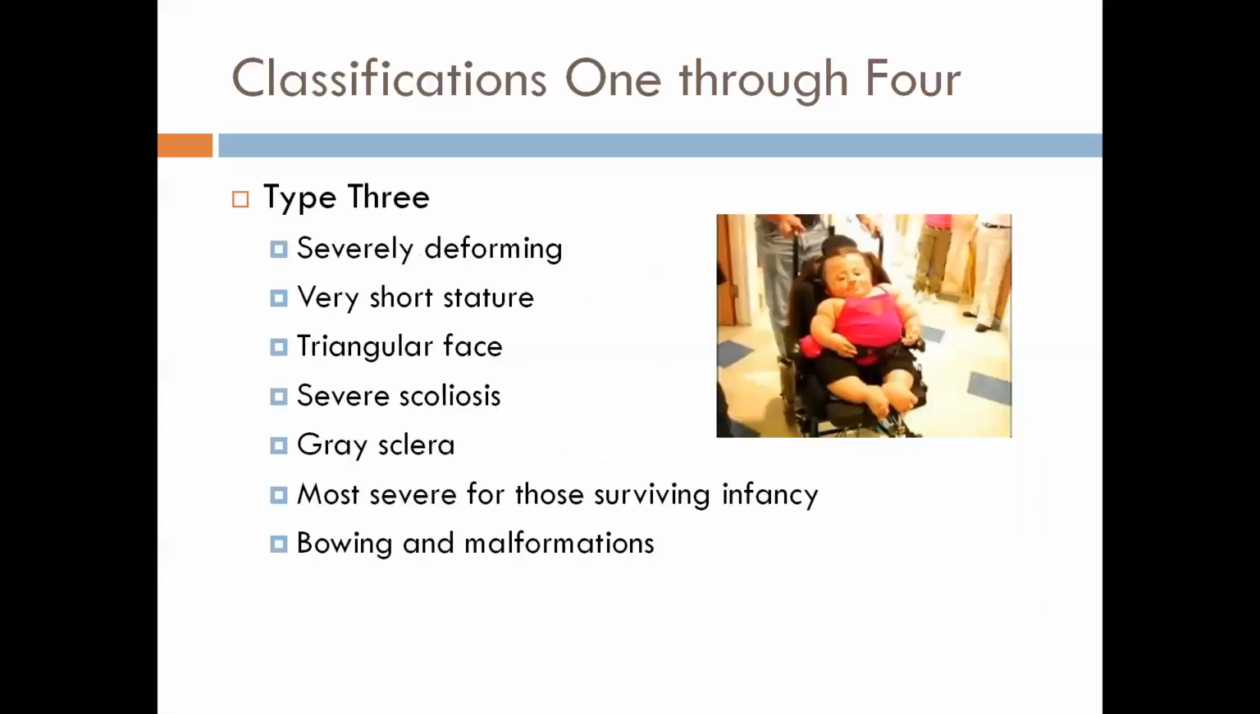Type 3 is severely deforming. They have very short stature. Their faces are triangular. Oftentimes they're presented with severe scoliosis. As opposed to type 1 where they had the blue sclera, there is gray sclera with type 3. This is the most severe type for those who survive infancy. So if they survive infancy and they have type 3, this is the most severe type that they could have. You'll see a lot of bowing of the bones, especially the long bones like the legs, and malformations. A lot of those will take place.